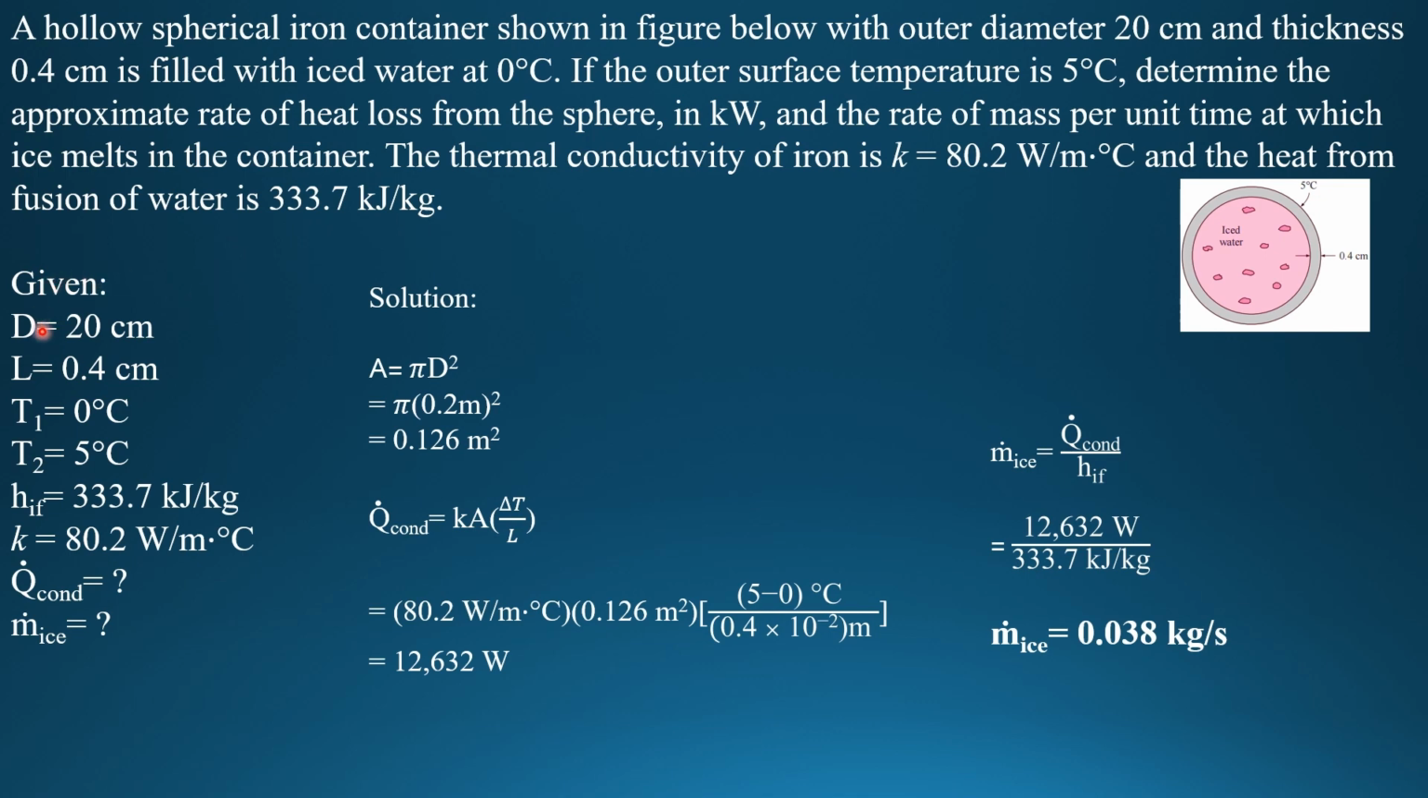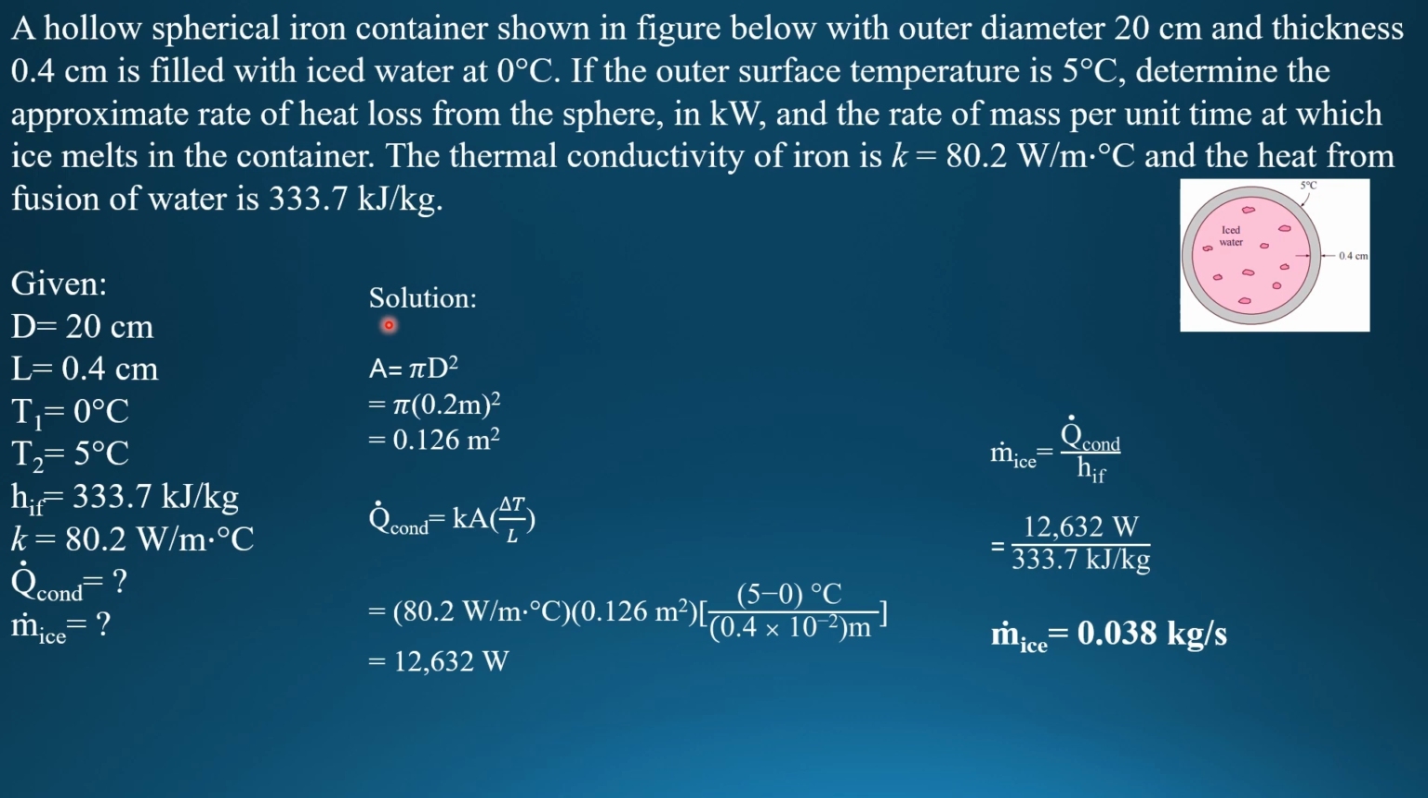We have here the diameter of the spherical container that is 20 centimeters, its thickness that is 0.4 centimeter, the temperature 1 that is 0 degrees Celsius, temperature 2 that is 5 degrees Celsius, the heat of fusion h_if that is equal to 333.7 kilojoules per kilogram, and the thermal conductivity that is equal to 80.2 watts per meter degrees Celsius. We will be finding the heat per unit time and the mass per unit time of the said container.